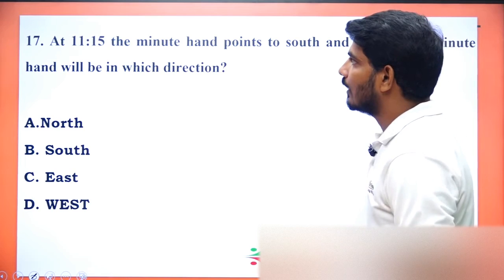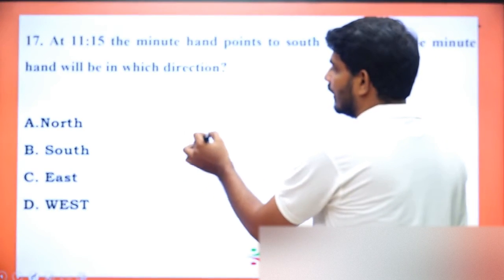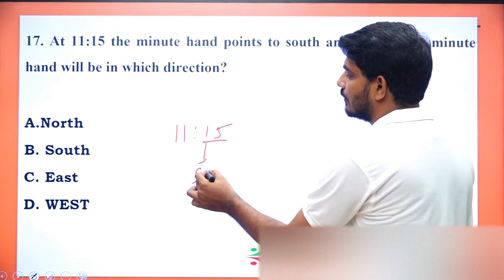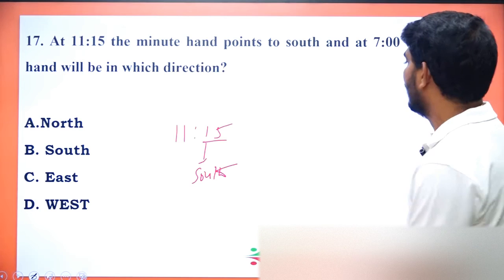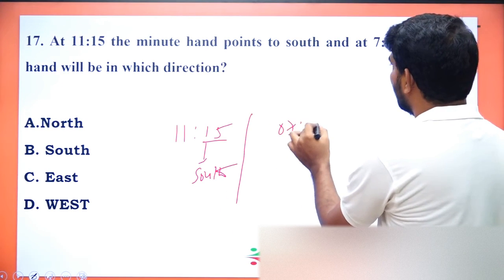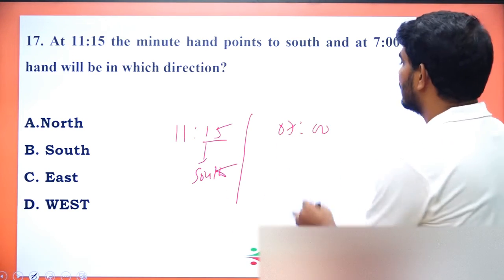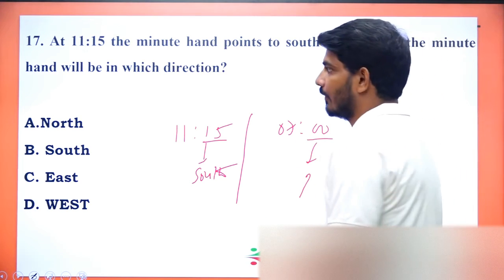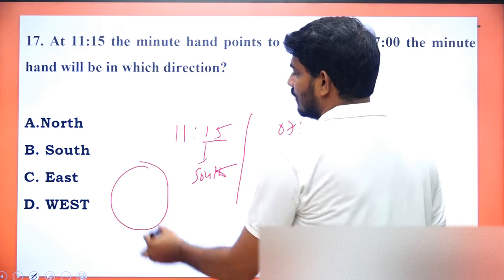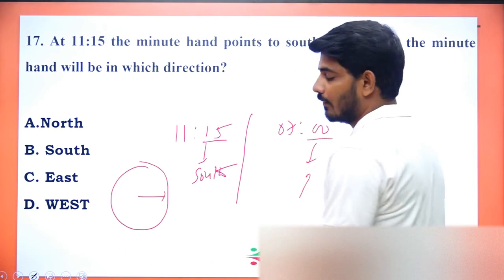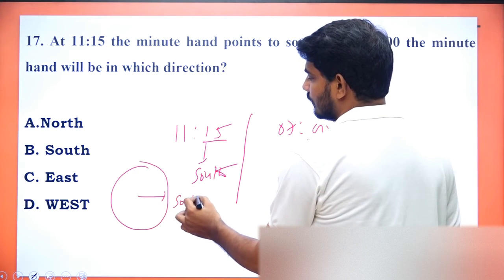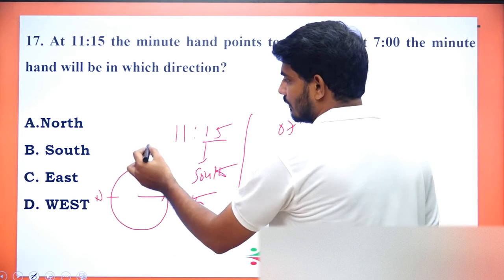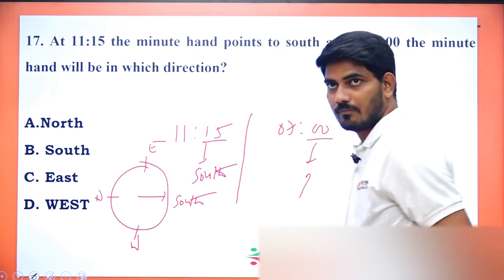At 11:15, the minute hand points to south. And at 7 o'clock, the minute hand will be in what direction? Let's take a clock here. So 15 will usually be here, so this will be facing south. If this is south, this will become north, east will be here, and west will be here.